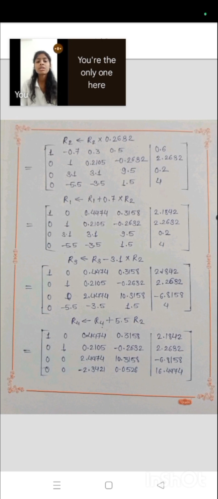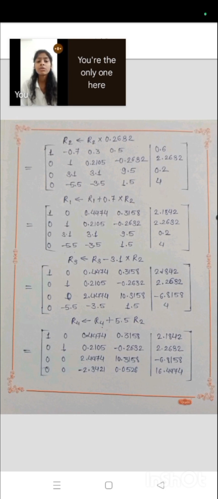So there is no change in R1 in column 1. So we write here 1, and in the second column R1 value is minus 0.7 plus 0.7 into R1 value is 1. So minus 0.7 plus 0.7, the value will be 0. So here we write in column 2 value is 0.